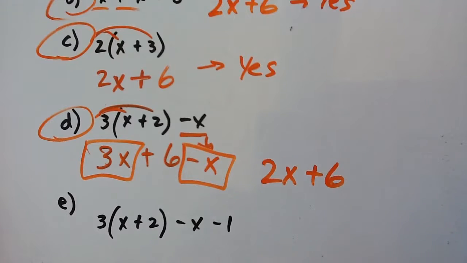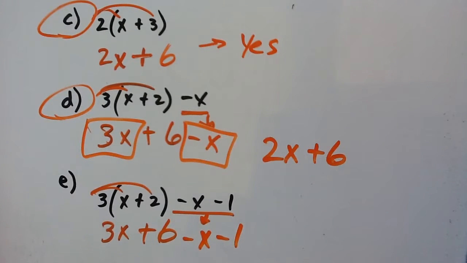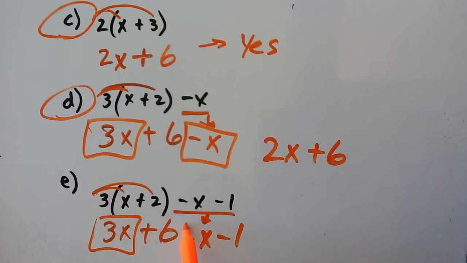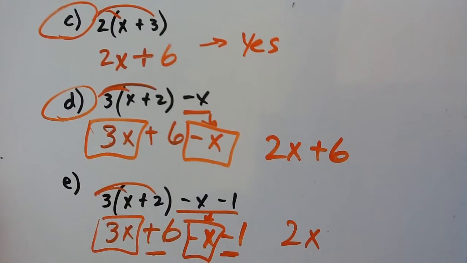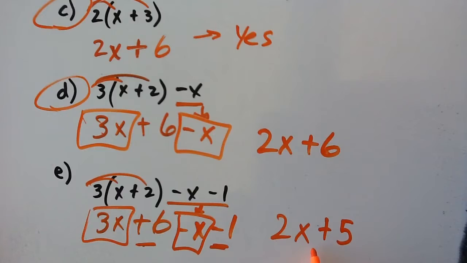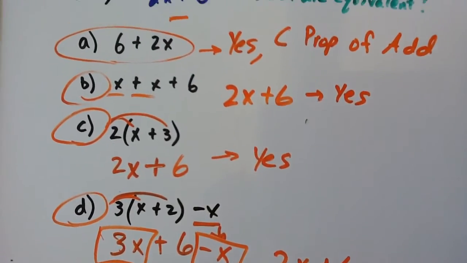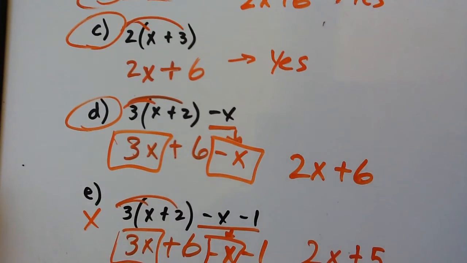Let's check option E. Again, I have to use the distributive property here because I'm multiplying 3 times x plus 2. 3 times x is 3x. I'm adding. 3 times 2 is 6. I still need to subtract x and subtract 1, so I bring those down. Subtract x, subtract 1. Combine like terms. 3x minus x is 2x. And then I have constants, 6 and minus 1. Well, 6 minus 1 is positive 5. So my final expression for option E is 2x plus 5, and 2x plus 5 is not the same as 2x plus 6, so no, E is not equivalent.